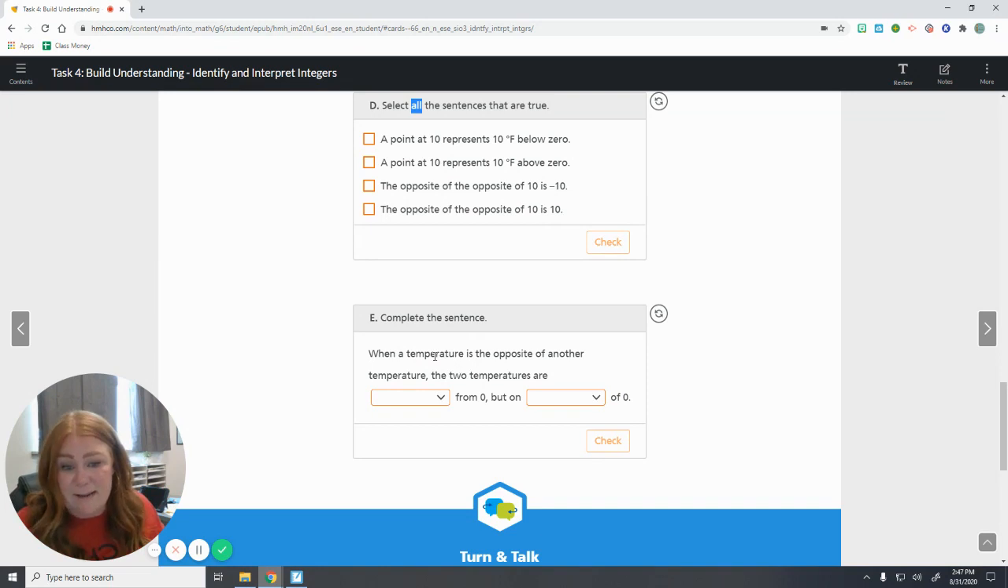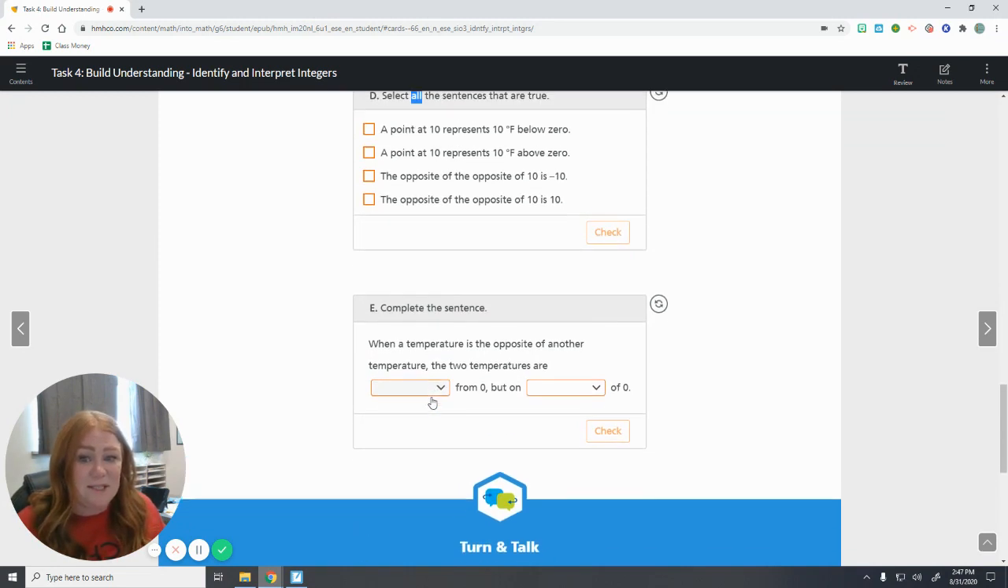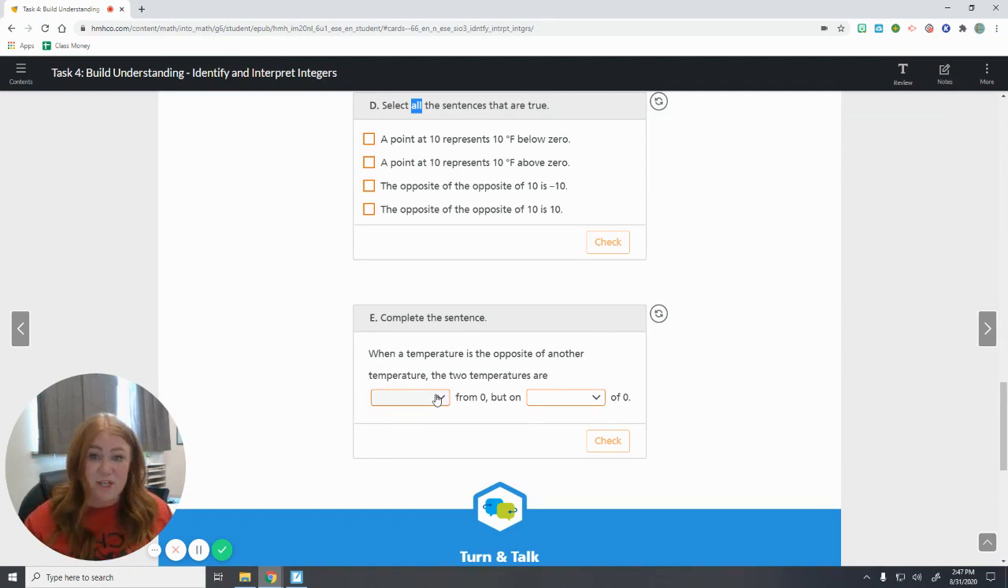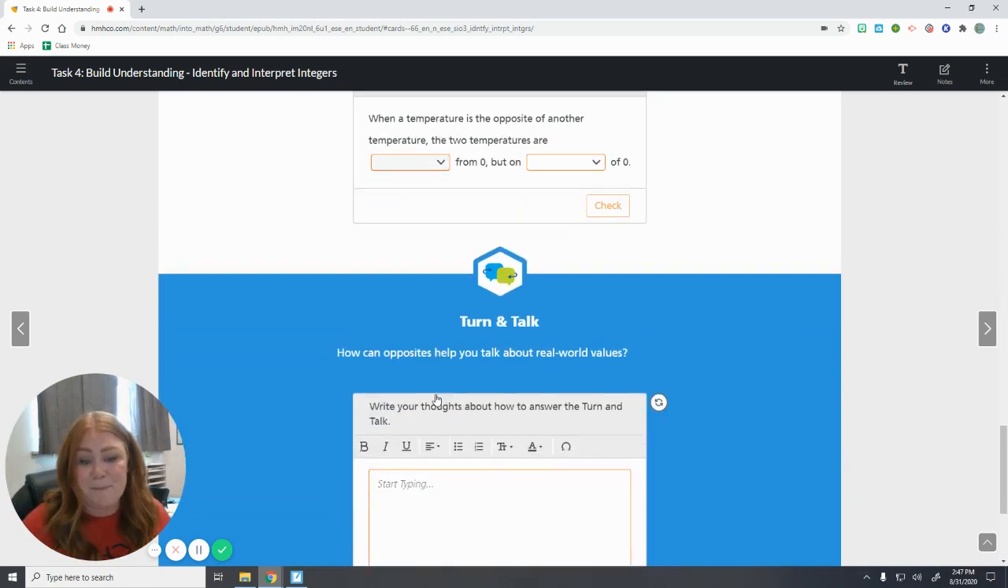We're almost done for today. When a temperature is the opposite of another temperature, the two temperatures are blank from 0, but on blank of 0. So again, we're just using that definition of an opposite. They are the same distance from 0, but they're on opposite sides of 0.